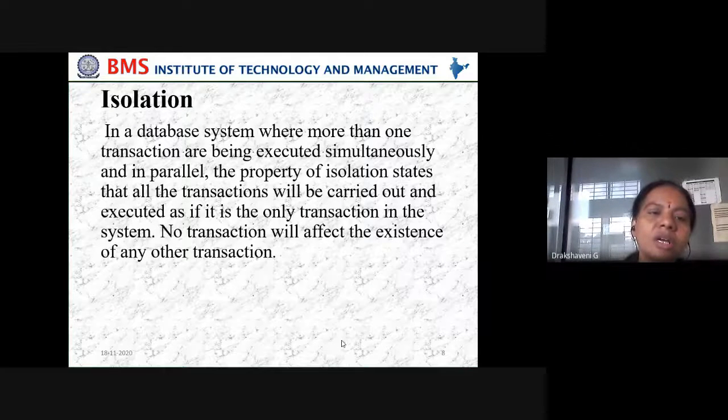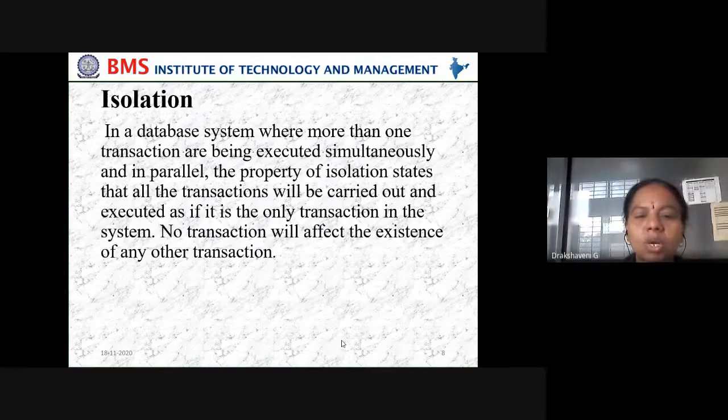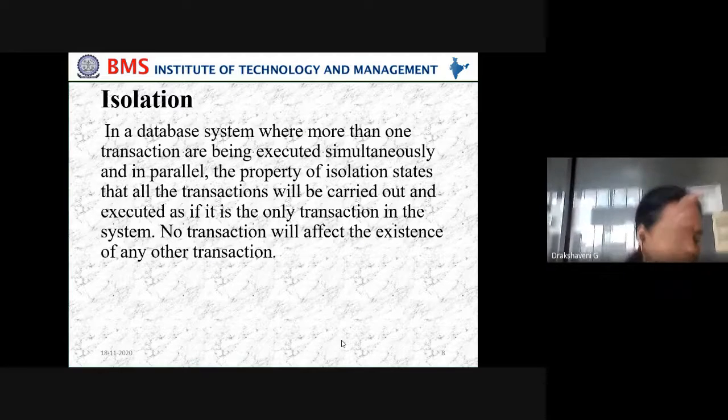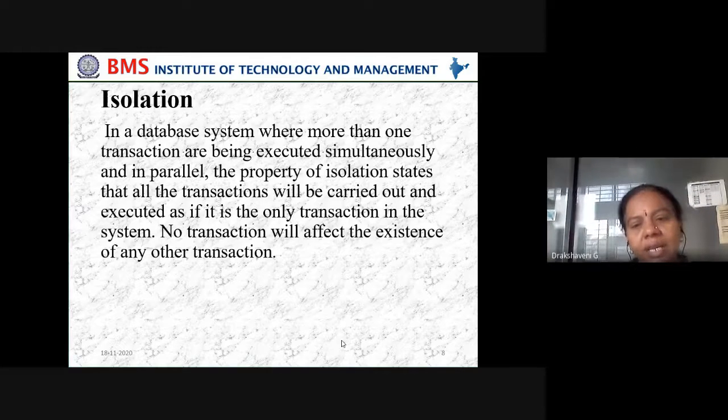Isolation in a database system, where more than one transaction is being executed simultaneously and in parallel, states that all the transactions will be carried out and executed as if each is the only transaction in the system. So no transaction will affect the existence of any other transaction.